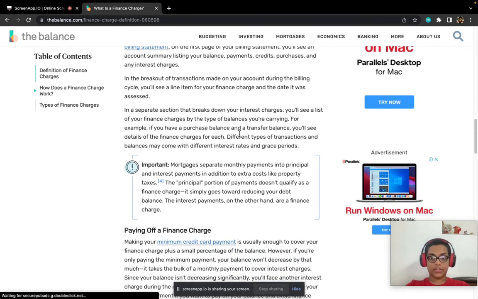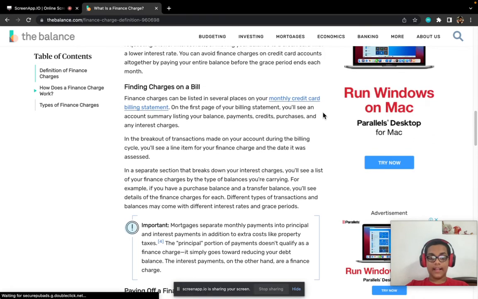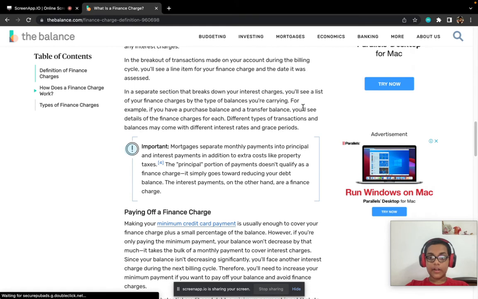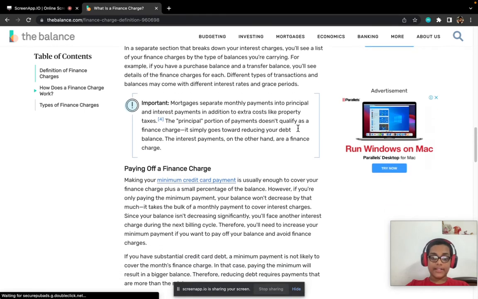In a separate section that breaks down your interest charges, you will see a list of your finance charges by the type of balance you're carrying. For example, if you have a purchase balance and a transfer balance, you will see details of the finance charge for each different type of transaction, and the balances may come with different interest rates and grace periods.